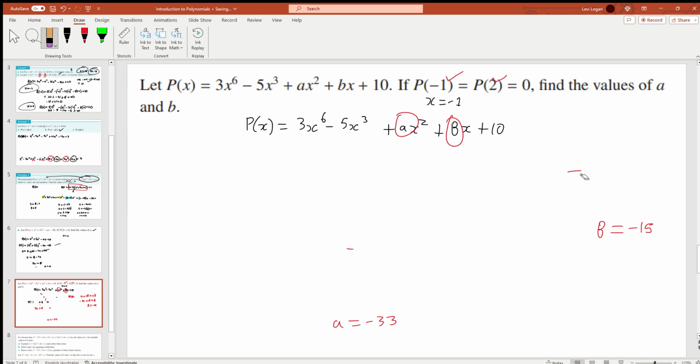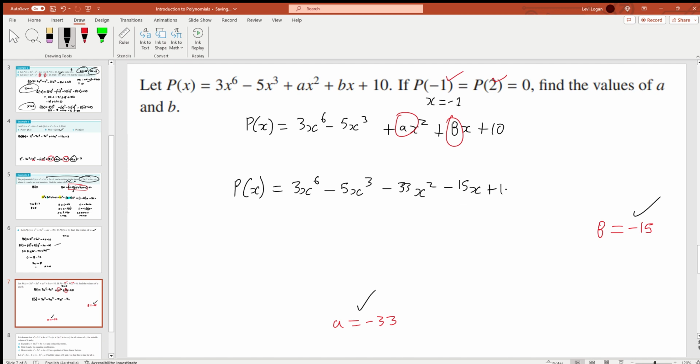B equals negative 15. Because we now know what a and b are, our original polynomial that we weren't sure about is now this: 3x to the power of 6 minus 5x to the power of 3, and this is a, so it's going to be minus 33x squared, and this is going to be minus 15x plus 10. So if I put x equals negative 1 into this equation here, I should get 0.